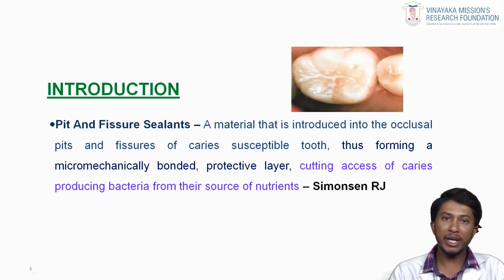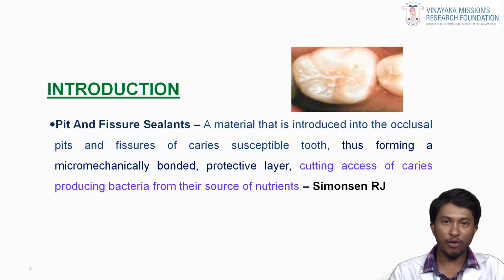Now, what is a pit and fissure sealant? Simonsen RJ defined a pit and fissure sealant as a material that is introduced into the occlusal pits and fissures of caries susceptible teeth, thus forming a micromechanically bonded layer that isolates caries producing bacteria from their sources of nutrients.